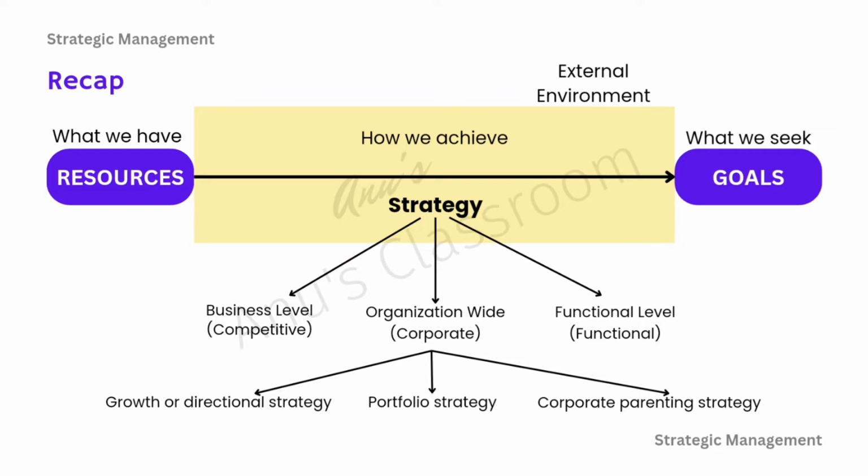Strategy can be divided broadly into three levels: the functional strategy, the business level strategy which is specific to business units, and the corporate level strategies. At the functional level, we generally go for functional strategies. At the business level, we go for the competitive strategies. And when we talk about organization wide, that is what we are going to talk about in this video, the corporate strategies. For the corporate, generally the goals would be either growth or expansion into a particular direction, strengthening their portfolio, diversification of their portfolio, or even a corporate parenting strategy.